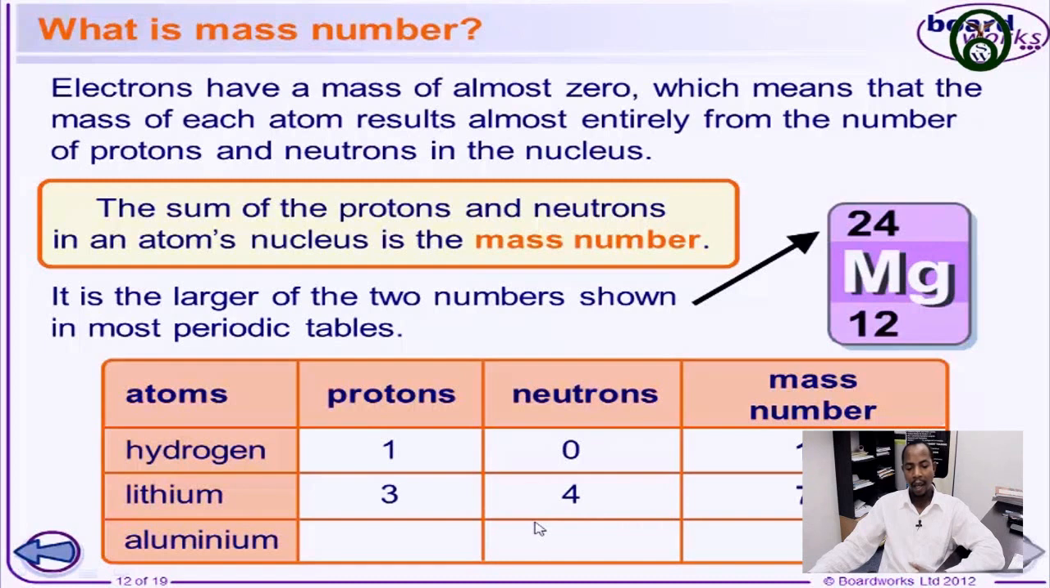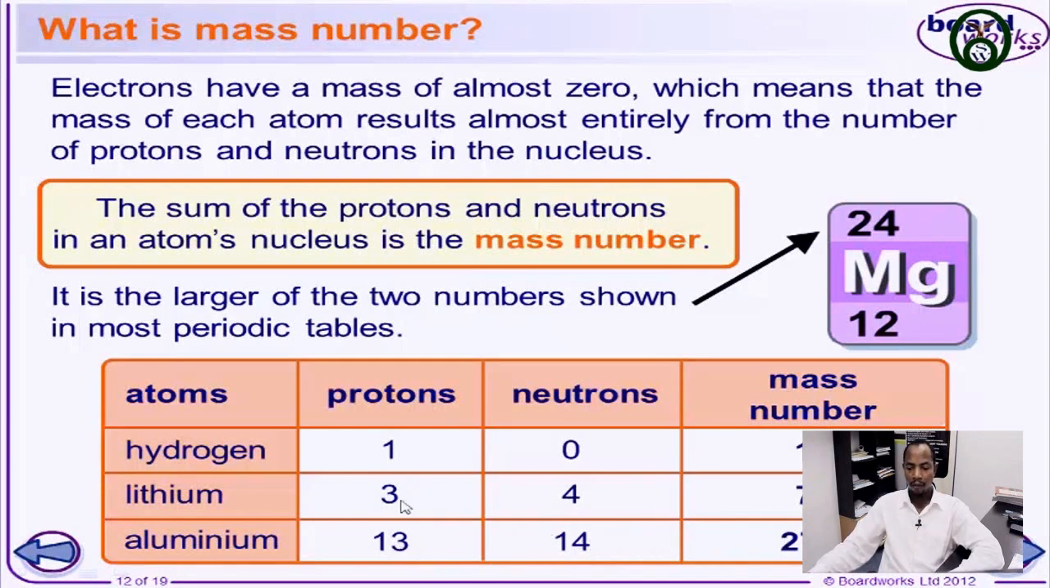Now let's take a look at lithium. Lithium has a number of protons of 3, which means the atomic number is 3, and the mass number is 7. It therefore means the number of neutrons is 7 minus 3, which is 4. Okay, now let's take a look at aluminium. Aluminium has atomic number 13 and number of neutrons 14. Therefore the mass number will be 27, because 13 plus 14 is equal to 27.